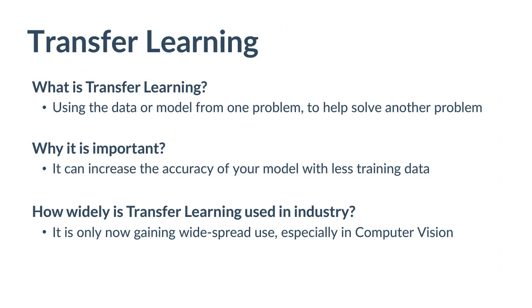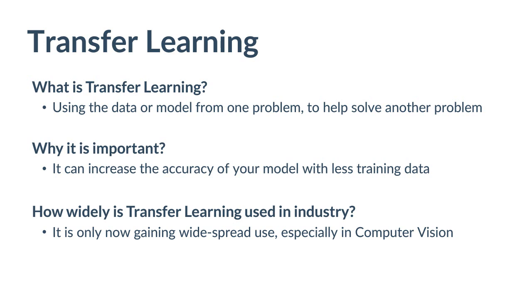Transfer learning is even less well studied than active learning, but it's seen a huge resurgence recently. Transfer learning is using the data or model from one problem to help solve another problem. It's important because it can increase the accuracy of your model with less training data. In the same way that active learning can reduce the number of human labels you need in your training data to reach a certain level of accuracy, you can also take advantage of an existing pre-trained model or data from another problem, which might be easily adapted.